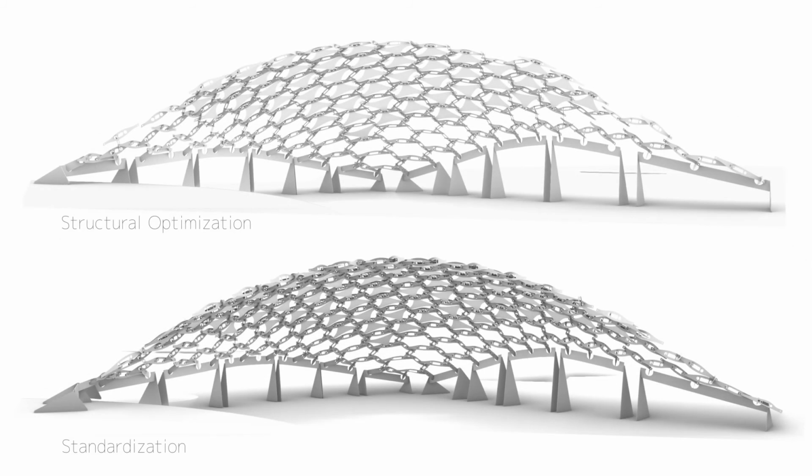The parametric model has one additional feature that is fairly related to standardizability. It offers the option to choose between standardization or structural optimization.